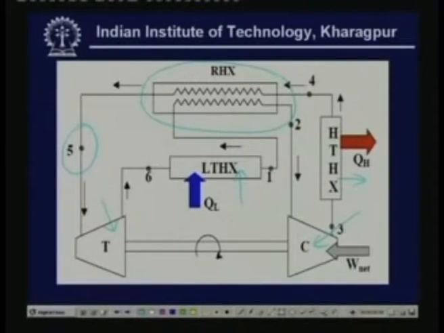So, you can see that in the regenerative heat exchanger, cold air coming from the low temperature heat exchanger extracts heat from the hot air that is going to the turbine. Okay. So, as a result you are able to pre-cool the air that is going to the turbine, and we will see that when you pre-cool the air, the temperature at the inlet to the low temperature heat exchanger will be reduced. So, this is the purpose of using a regenerative heat exchanger.